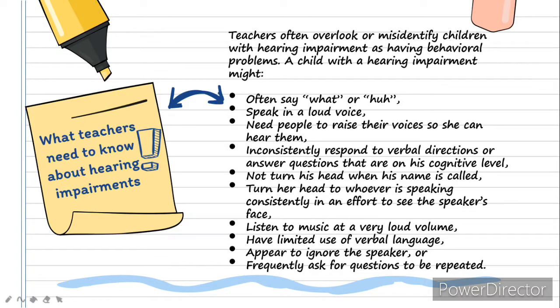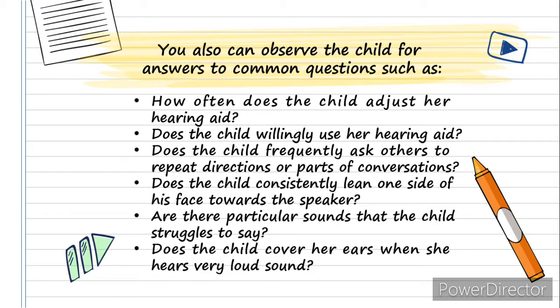inconsistently respond to verbal directions or answer questions that are on his cognitive level, not turn his head when his name is called, turn her head to whoever is speaking consistently in an effort to see the speaker's face, listen to music at a very loud volume, have limited use of verbal language, appear to ignore the speaker, or frequently ask for questions to be repeated. Once identified, it is important to be aware of and report any changes in the child's behavior.